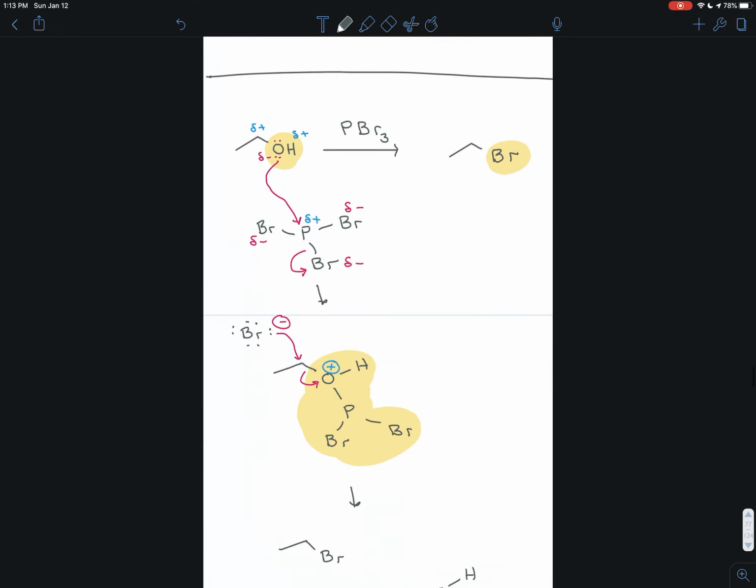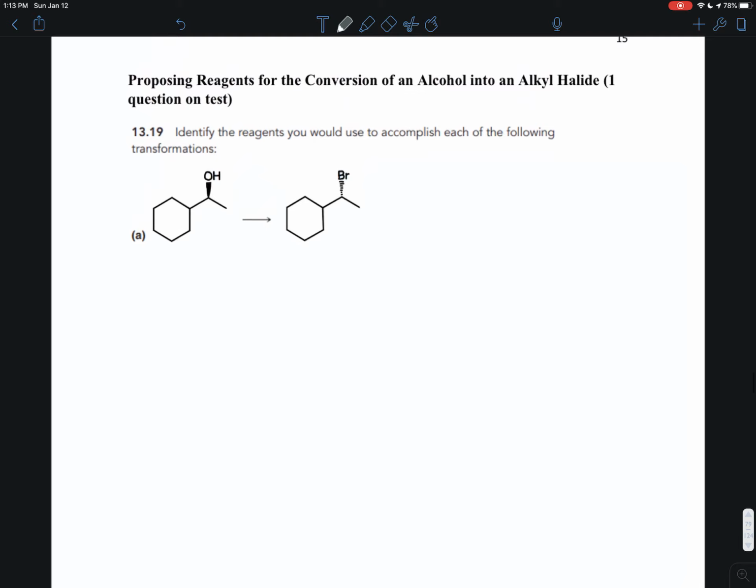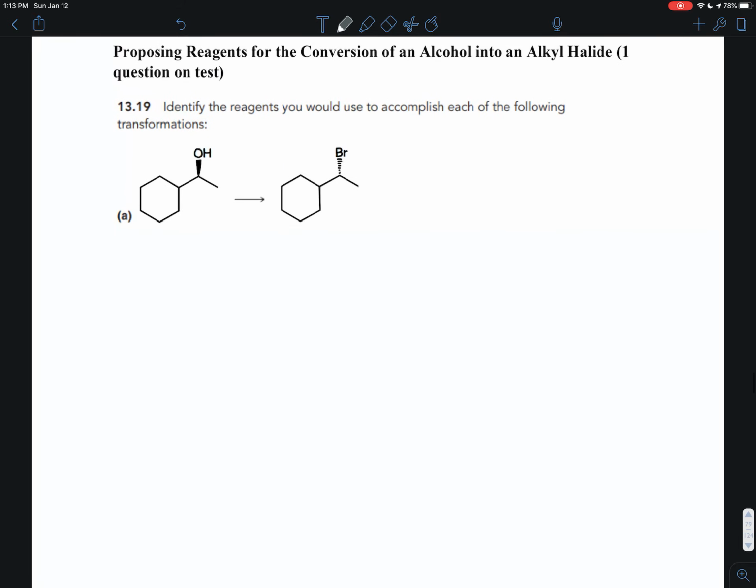So if you look at something like our first exercise, the first part of 1319, it says, identify the reagents you would use to accomplish each of the following transformations. In A, you'll notice the bonds went from going towards you to going away. So already we know this is an SN2 reaction because the nucleophile attacked on the opposite side as the leaving group did. So you got inversion of configuration there.